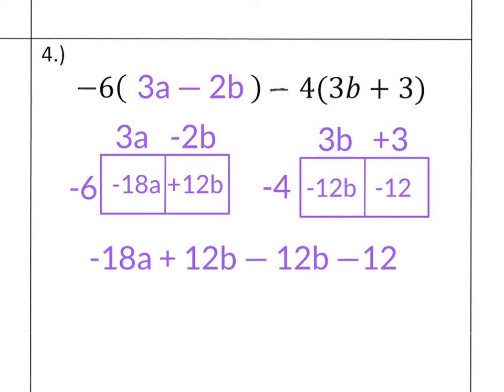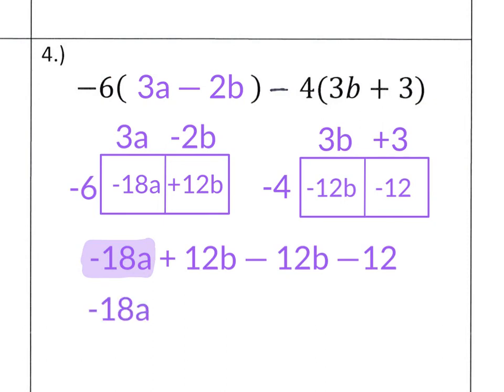So when I look for a variable first, I see the negative 18a. That's the first letter of the alphabet, so nothing can be before that at this point. So we have negative 18a as far as variables go. There are no other a's to combine with, so now I can just write the negative 18. So the negative 18a is my first term.